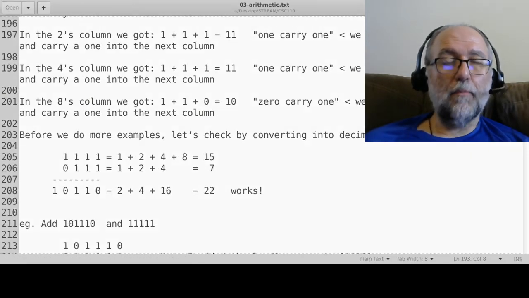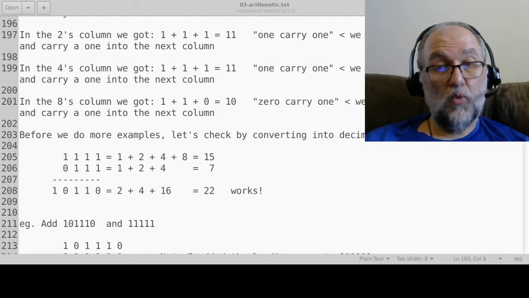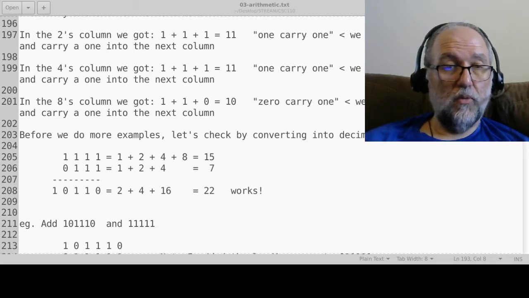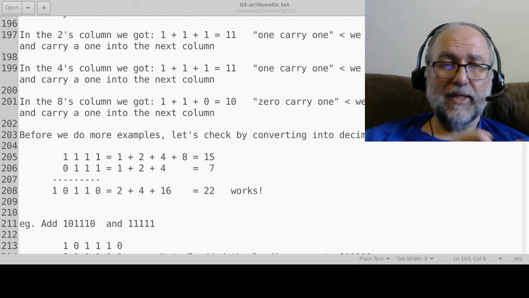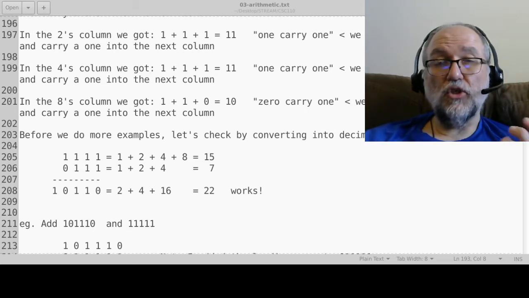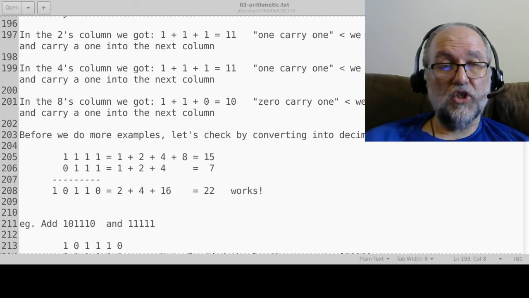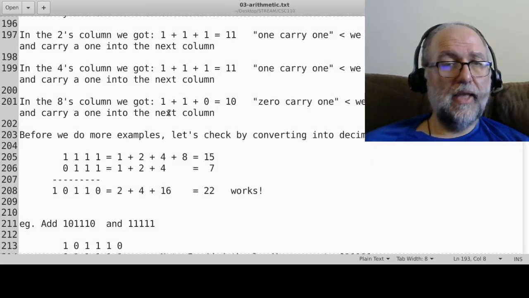All right, now once again you could say we're done. We don't have to go any further, but to check, you might want to take those numbers and convert them into decimal and see if the addition works in decimal. Okay, so let's take a look here.